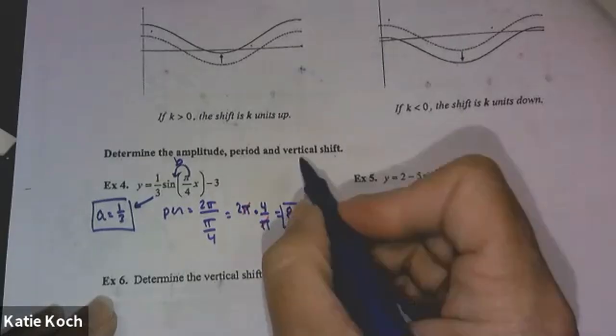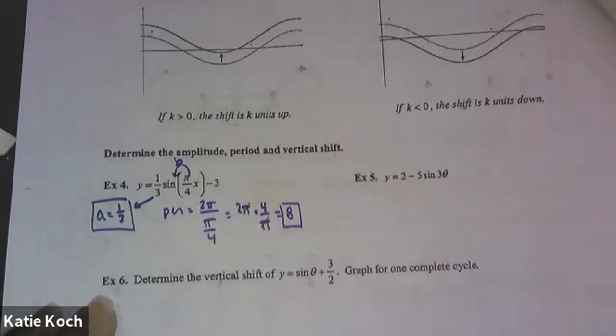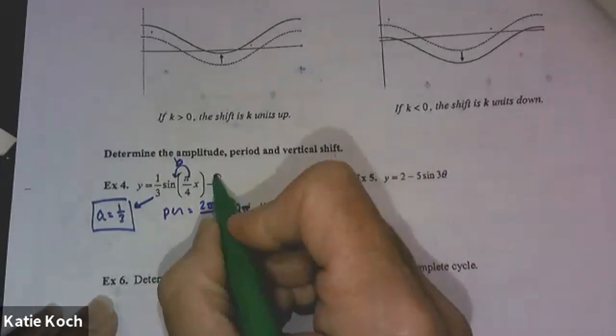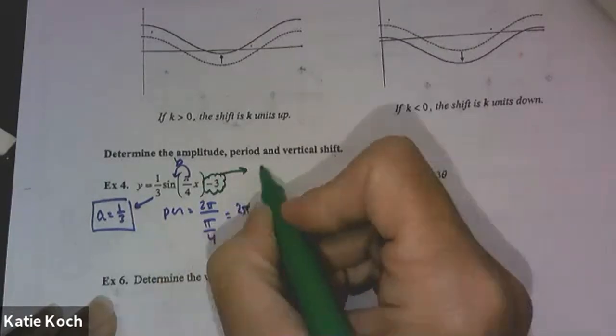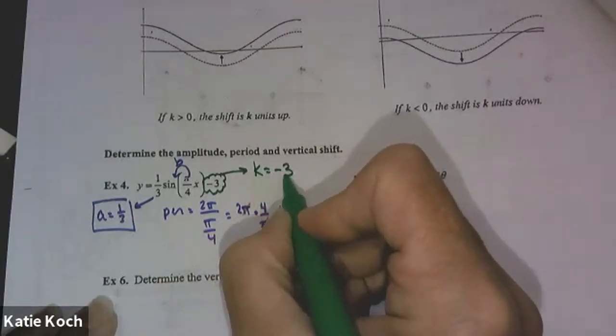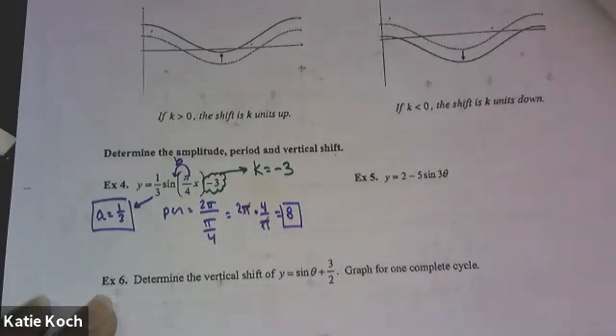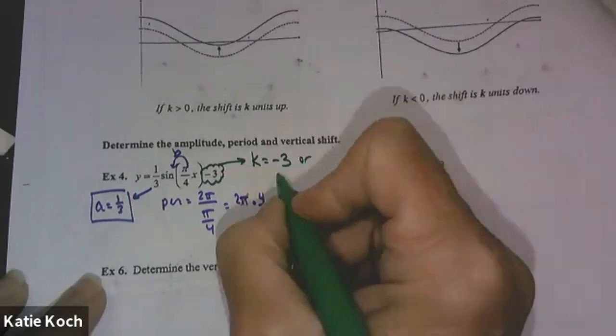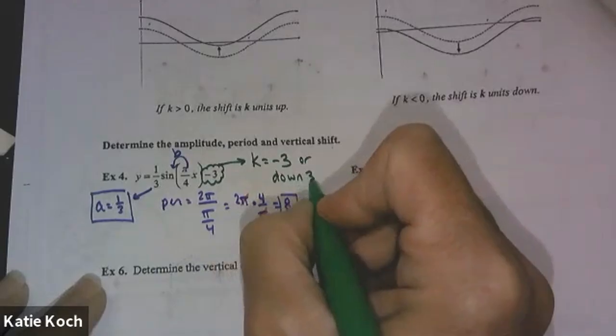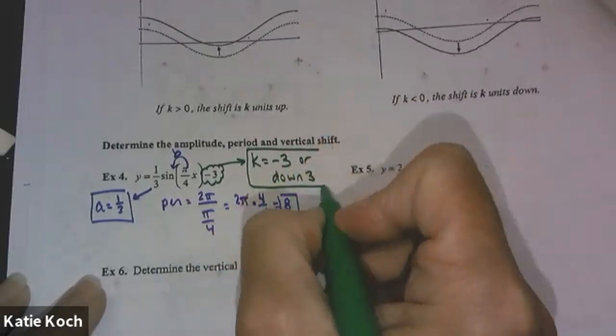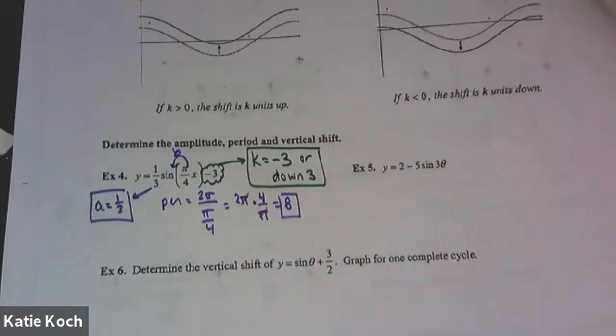And finally, they wanted the vertical shift. So I look at this number hanging off the end. That's the new piece. That's my K. And my K is -3. Now I like to write K as -3, or sometimes you're going to actually see me write the words down 3. Just telling my brain this guy's going to go down 3.